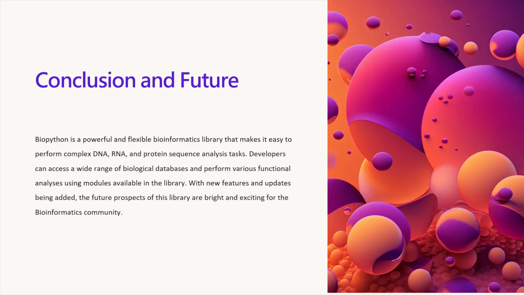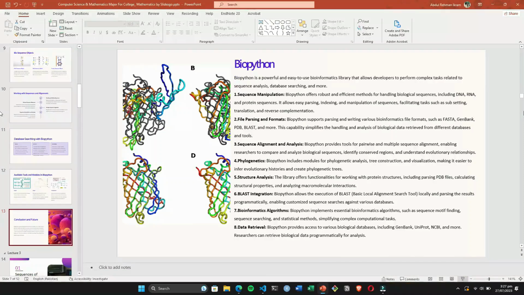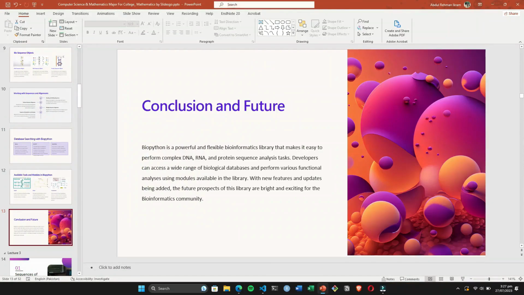So, conclusion. Biopython is a powerful and flexible bioinformatics library that makes it easy to perform DNA, RNA, and protein sequence analysis. Developers are given access to a wide range of biological databases and functional analysis tools available in the library. With new features and updates being added, the future perspective of this library is bright and exciting for the bioinformatics community. So that's for the literature. That's for the talk that we can do.